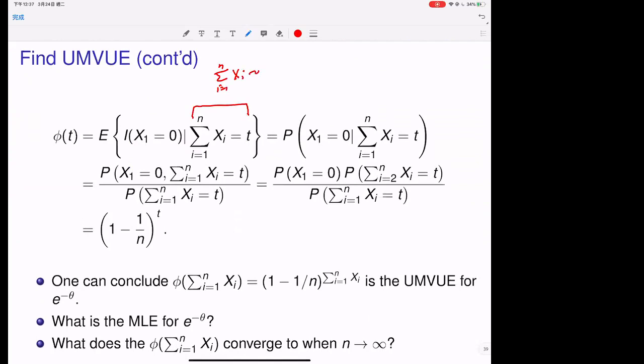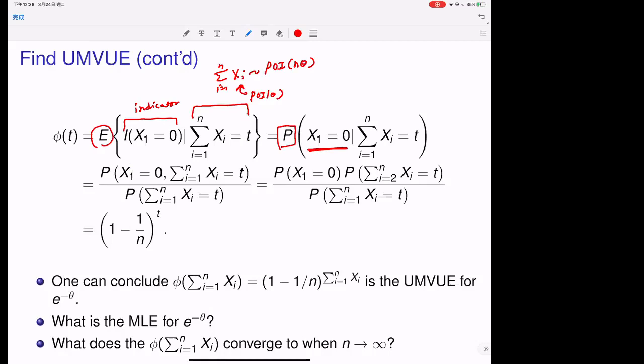You need to ask yourself what it follows. Each xi follows Poisson theta. Then for the summation of xi, you can look at the distribution sheet and you will know that it's Poisson n theta. And then if you know that, again, the expected value of an indicator function is nothing but a probability, since it's an indicator variable.